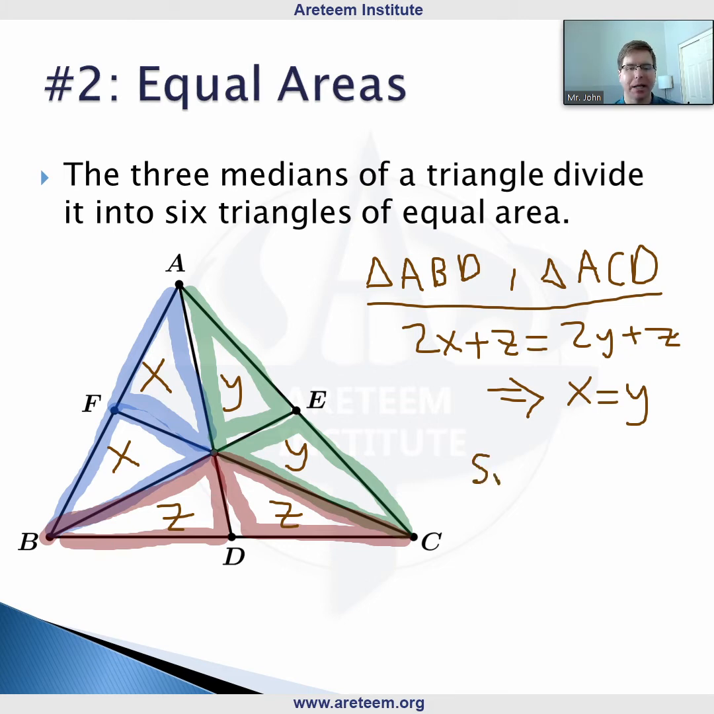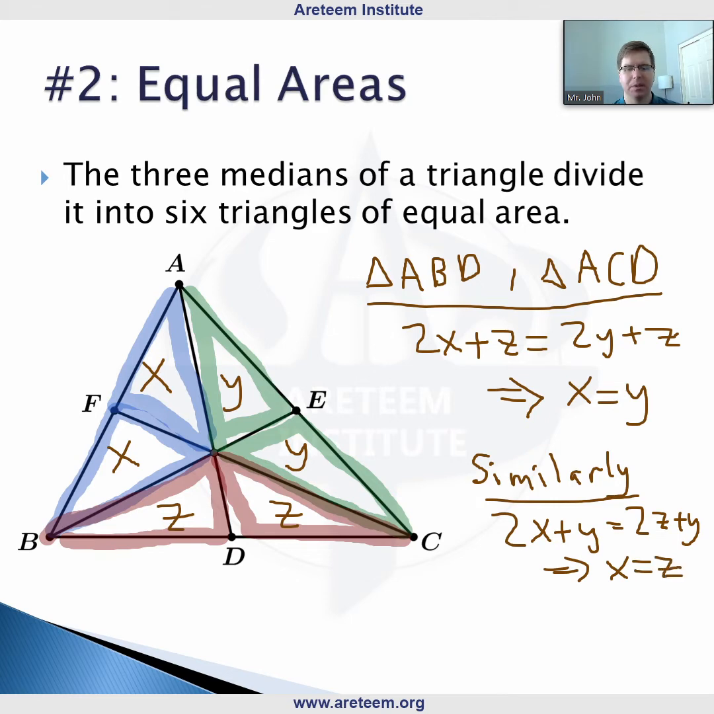Now, I'm not going to write out all of the details there, but similarly, we can draw the same type of conclusion to say that, for example, 2x plus y is equal to 2z plus y. And so we have the same thing there that tells us x equals z. So our big conclusion that we can make, therefore, is that x equals y equals z, and we've divided this big triangle up into 6 equal pieces as well.